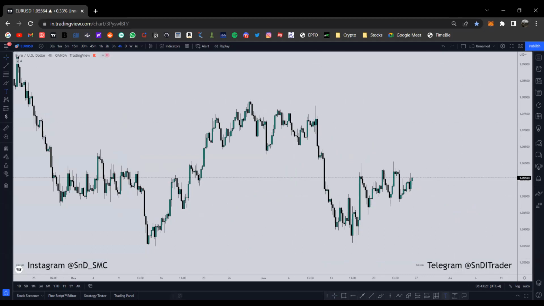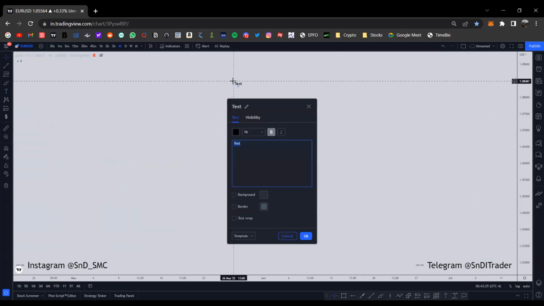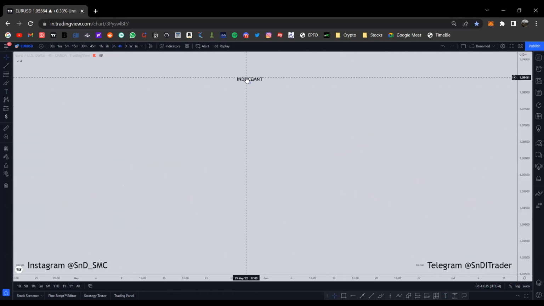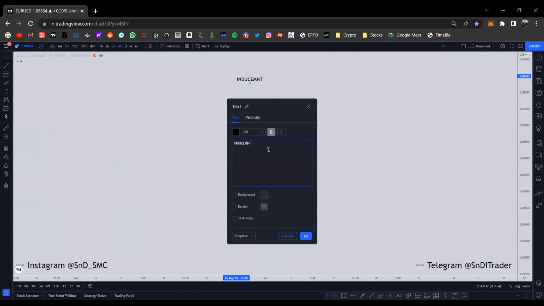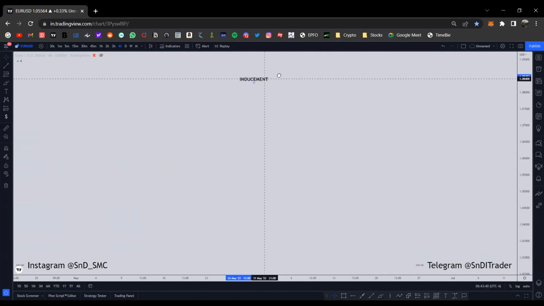In this session, I will be talking about the topic inducement. So how I see inducement: inducement is a type of liquidity which is found around the point of interest area.